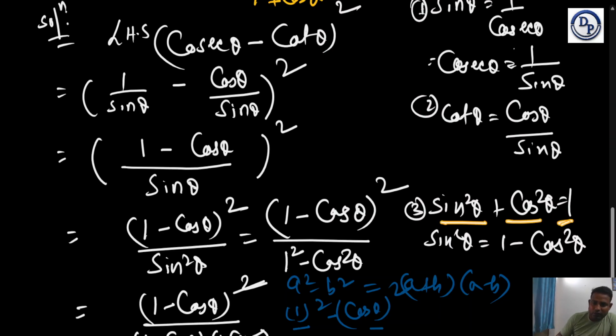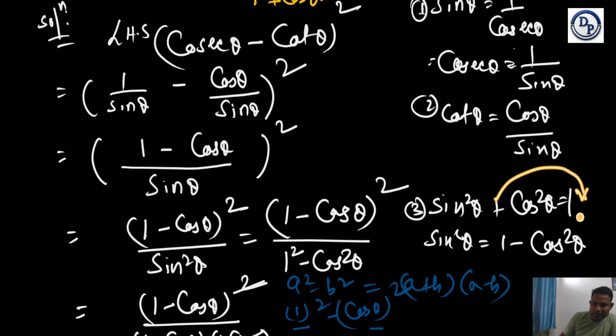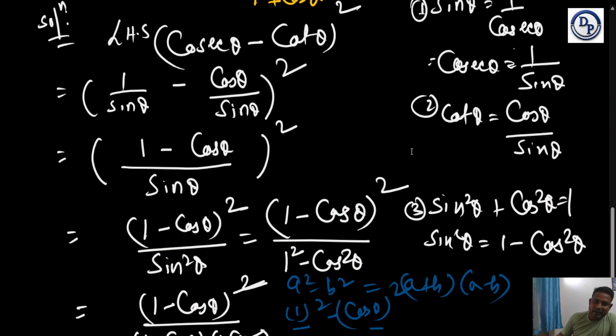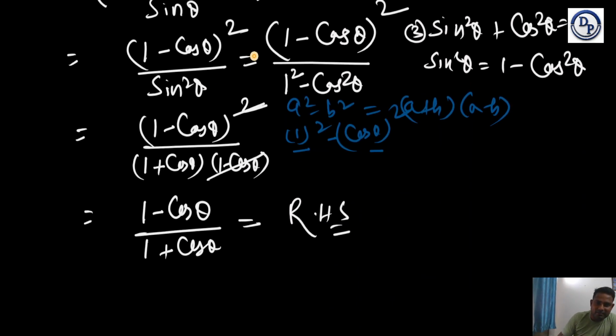So therefore sin square theta can be written as 1 minus cos square theta. This plus is there, so it becomes minus cos square theta. So in place of sin square theta, we can put 1 minus cos square theta. Again, we concentrate here and find that yes, this is working as 1 square and cos theta square, so we can write a square minus b square, which is (a plus b)(a minus b). Okay, so I did the same: (1 plus cos theta)(1 minus cos theta).